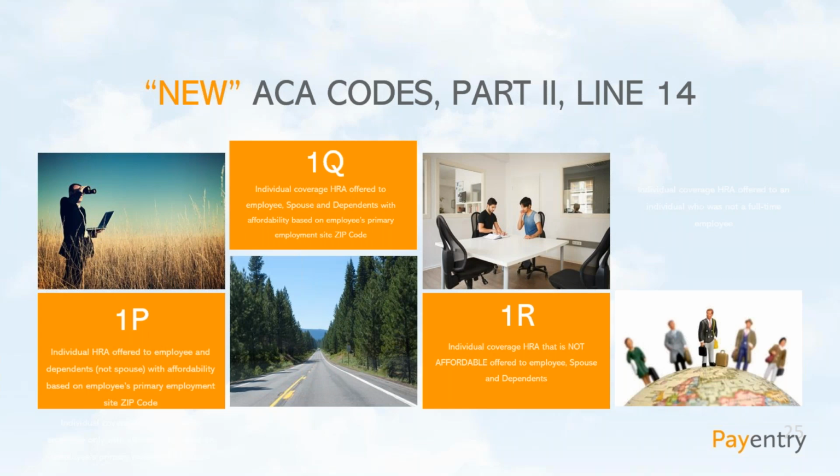1R is individual coverage that's not affordable offered to employee, spouse, and dependents. And 1S is individual coverage HRA offered to an individual who is not full-time. So there are quite a few codes for those new HRA plans. And if you don't have one, you don't need to be concerned about these codes.